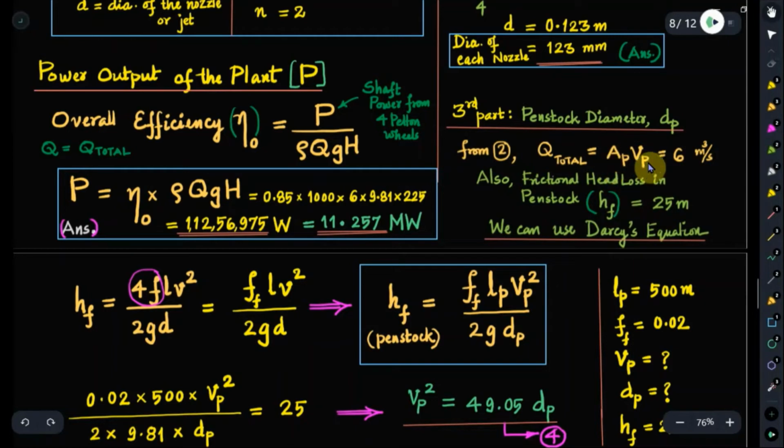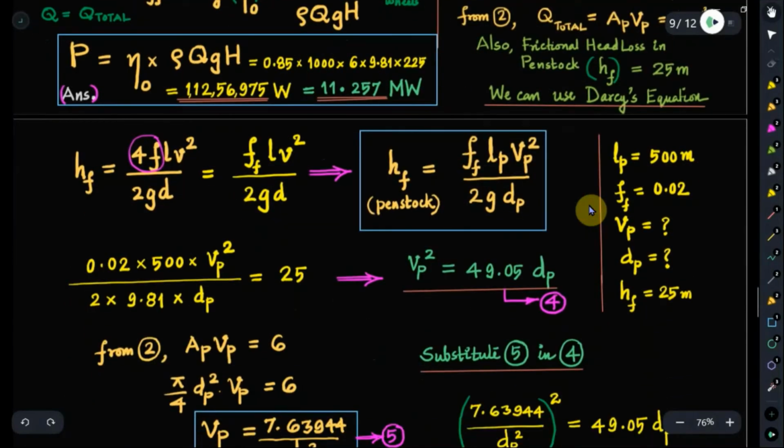So Ap into Vp is equal to the total discharge, that is 6 meter cube per second. Now the frictional head loss in the penstock, we have evaluated it already, that is 25 meters. That's why we have written net head as 225 meters. Out of the total gross head of 250 meters, 25 is lost in friction while flowing through the penstock.